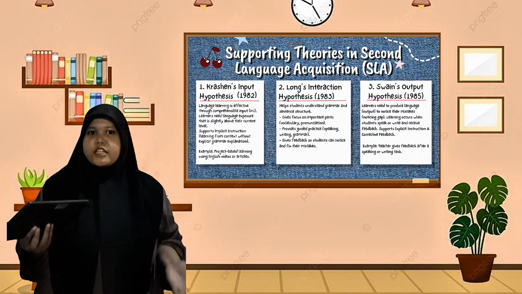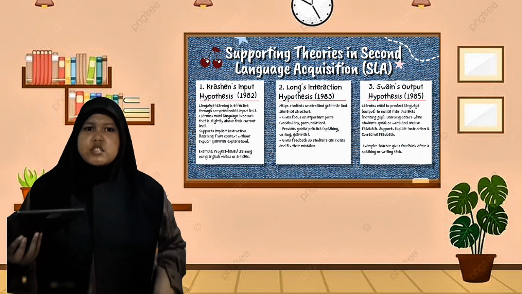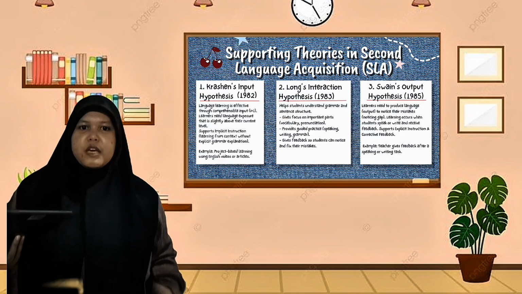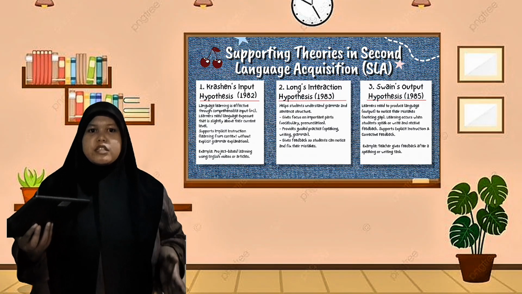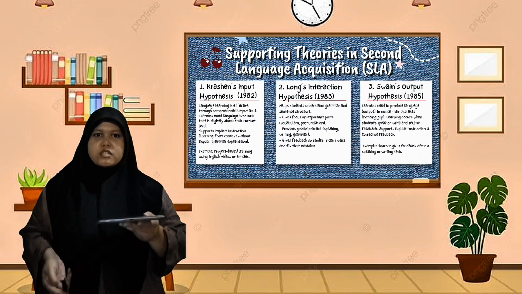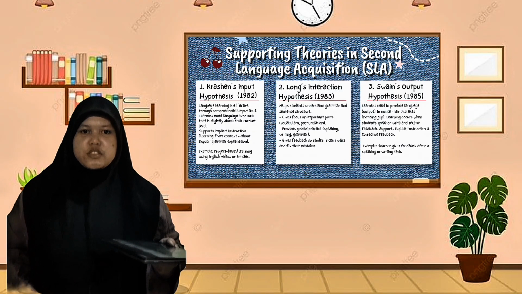Swain explained that learners must produce language, not just receive it, through speaking and writing, and then receiving feedback. Learners notice their own errors and improve their interlanguage.